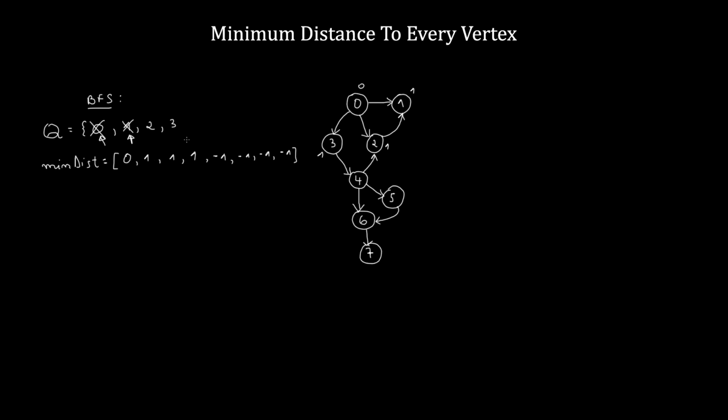Then, is the queue not empty? Yeah, it's not empty. Okay, let's select the new node in front of the queue, which is node 2. We will loop over its neighbors, and as you can see, it has a neighbor which is vertex 1. Has 1 been visited before? Yes, it has. Its minimum distance is 1. So we are not going to do anything.